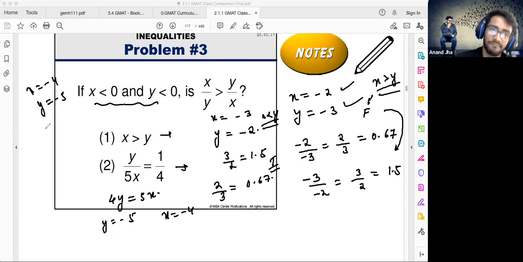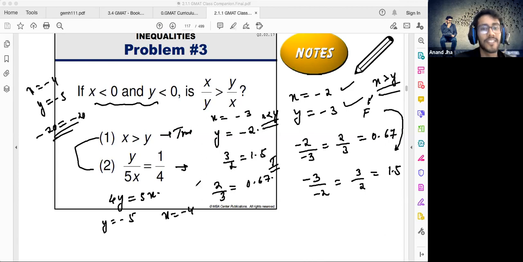4y, 4 into y, -20 is equal to 5 into x, 5 into -4, -20. Fine, condition satisfied. Now club these two and then check. x greater than y, -4 is greater than -5. Correct, true. This is also true. Both are less than 0.